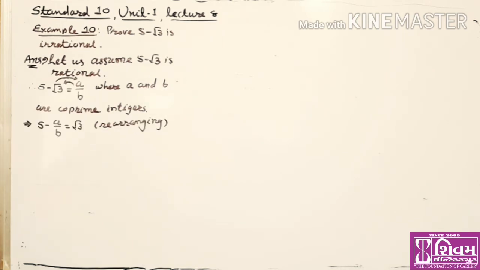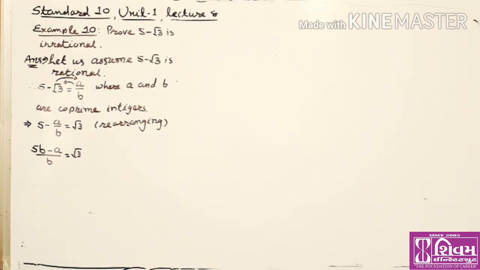When we rearrange the terms, root 3, which is minus, comes to the right hand side and becomes plus, and a upon b, which is positive at the right hand side, comes to the left hand side and becomes minus. So here we got 5 minus a upon b equals root 3. Again, let's simplify the left hand side. So we get at the left hand side 5b minus a upon b equals root 3.